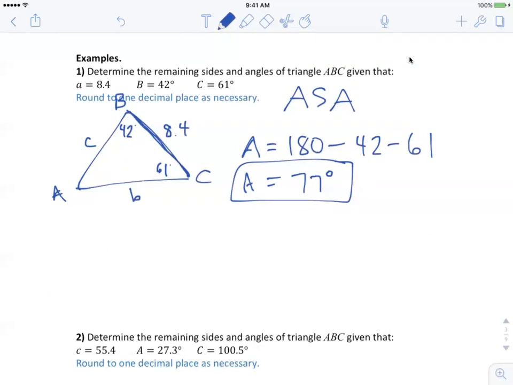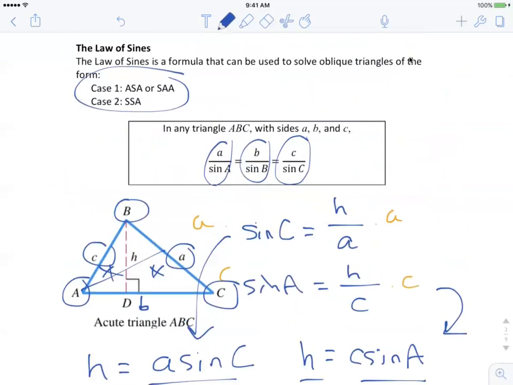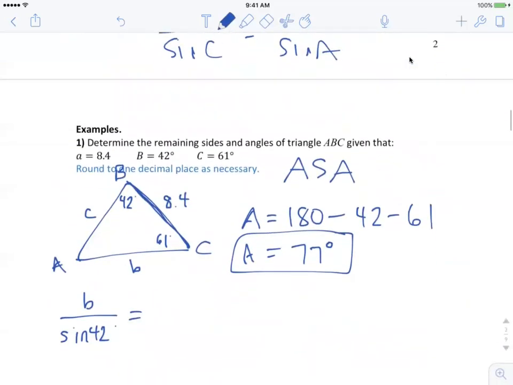So let's just find B. I'm going to start with B over sine B, which is 42 degrees. So I'm using this ratio right here. And then I can set it equal to either one of those. It doesn't matter which one, just you're never going to set it all 3 at the same time. Just choose one, whatever you're seeing in the picture.